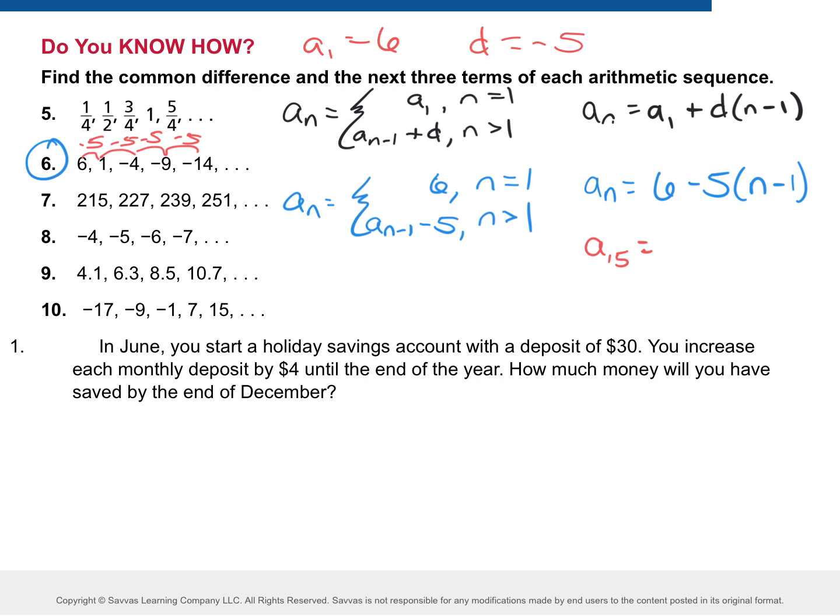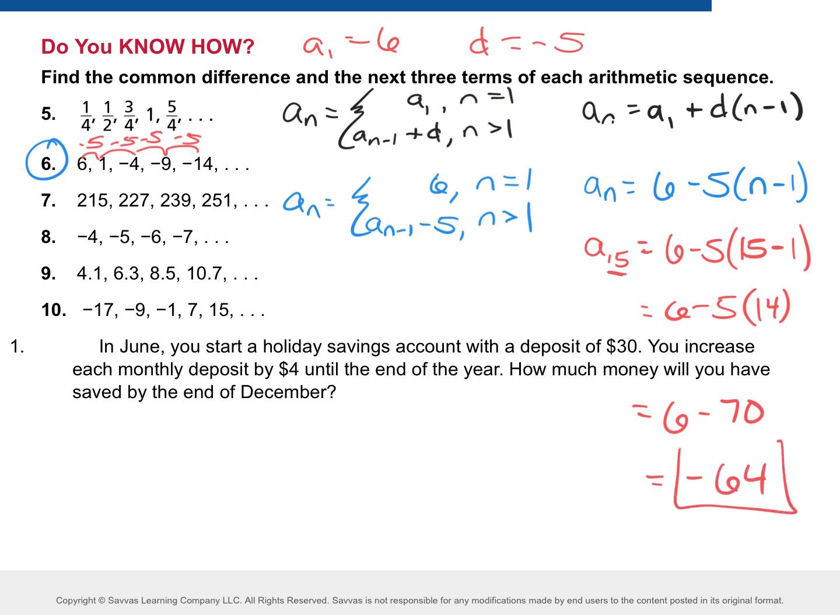Okay, so if I'm asking you to find A15, what is that asking? The 15th term in the sequence, right? So how would I use this in this formula? I have 6 minus 5. Do I know what N is? 15. Yep, it comes right from whatever term you're looking for. 15 and then minus 1. So we solve 6 minus 5 times, what's 15 minus 1? 14. What is 5 times 14? 70. 6 minus 70? Negative 64. So what does this mean? Negative 64. What did that just give us? That's the 15th term of the sequence.